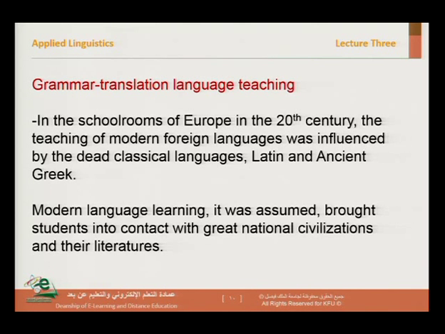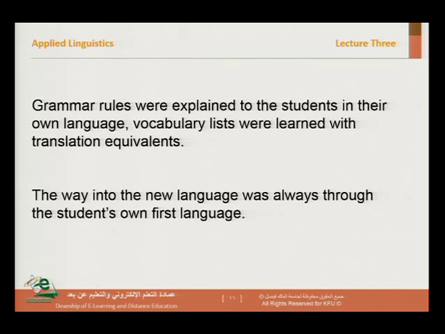How was modern language learning at that time? Modern language learning was assumed to bring students into contact with great national civilizations and their literature. So in order to learn a language, you've got to know the literature here. You are taught the language through literature and through the national civilizations of that country or of that culture.